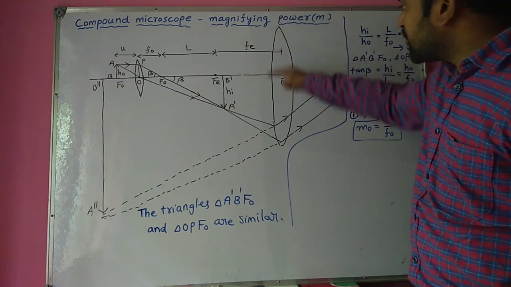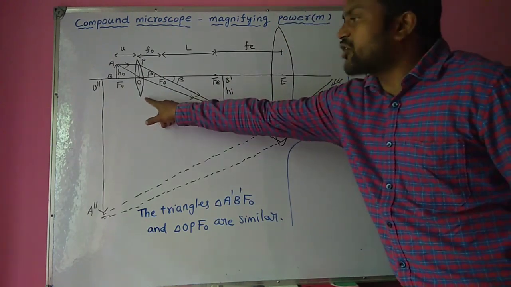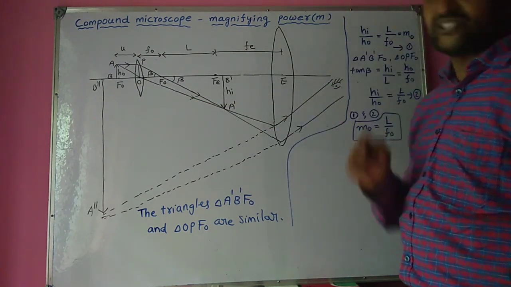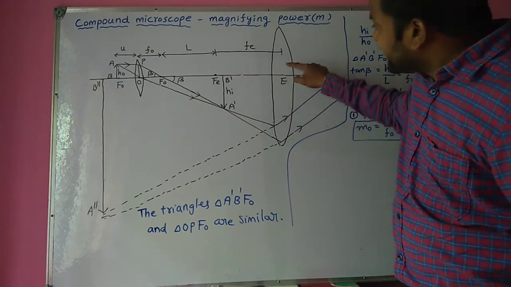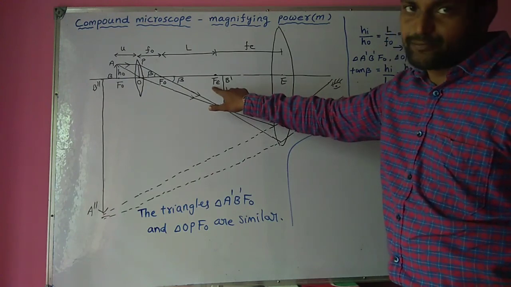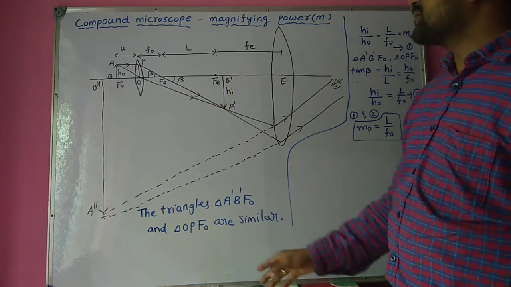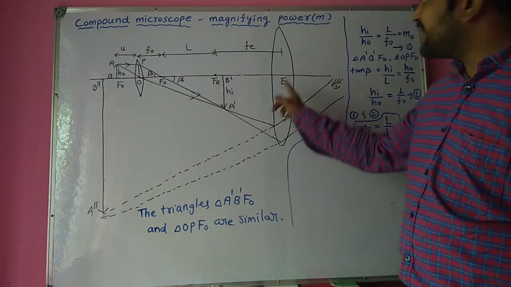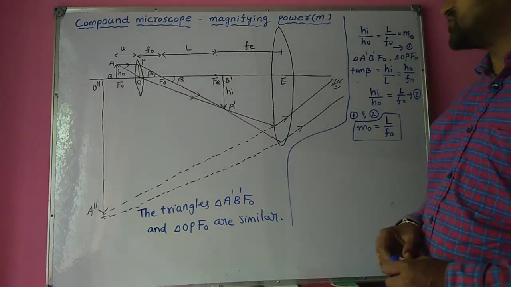The magnification produced by eyepiece means this is the object: the image formed by this objective acts as object for this eyepiece. Here, the object for this eyepiece is between optic center and principal focus, at a distance less than focal length. It forms a virtual and erect enlarged image. The image formed by this is A double dash B double dash, that is the final image.